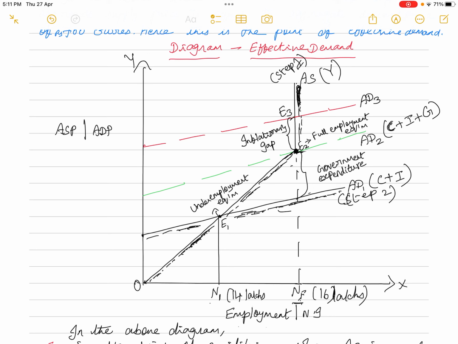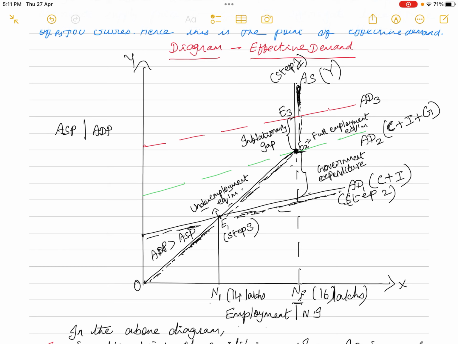Now what you are finding here is that at one point they both are intersecting. Mark the point as E1, that is the level of effective demand. In our table it is the 14 lakhs level of employment, 700 crores equal to 700 crores we have seen, isn't it? That is this point E1. So this is step 3. Mark the point E1. Up to here you can see that aggregate demand price is greater than aggregate supply price. Now mark this point E1 as the underemployment equilibrium.